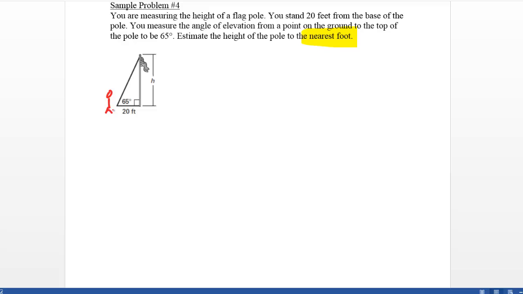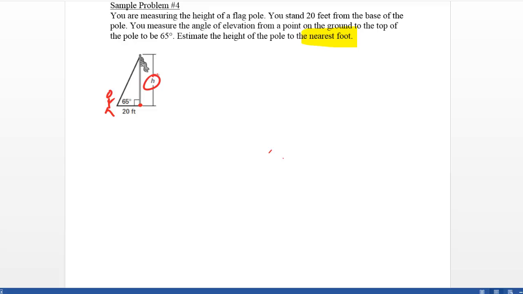So now that we have a visual here, we have you standing 20 feet from the base of the flagpole. Remember, the base is down here where the bottom touches the ground. You measure the angle of elevation at 65 degrees, and so that gives us our parts. And so now we can see that a hypotenuse is not being used. Keep in mind, this height, h, is referring to the height, not the hypotenuse.